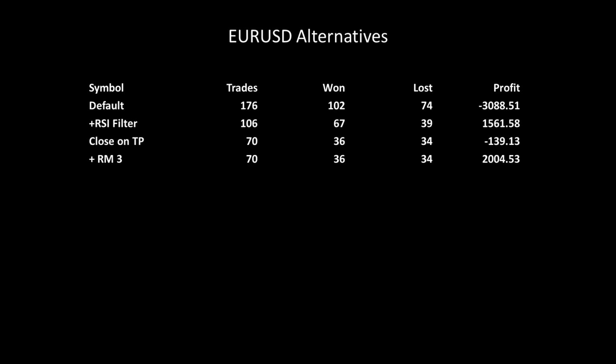And when I applied that, so I'm still using the RSI filter, I'm closing on take profit because I can't really do the reverse martingale when I've got the partial close, and cutting off the reverse martingale at 3 trades, I changed to a profit of 2004.53. Now I'm not recommending reverse martingale, but in this case it actually made a difference. So I just thought those kind of adjustments might be interesting to you in terms of reviewing this strategy.